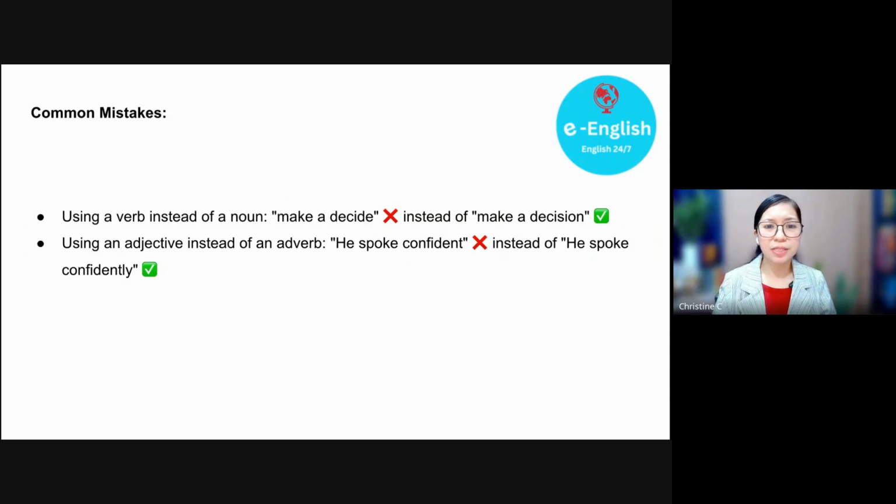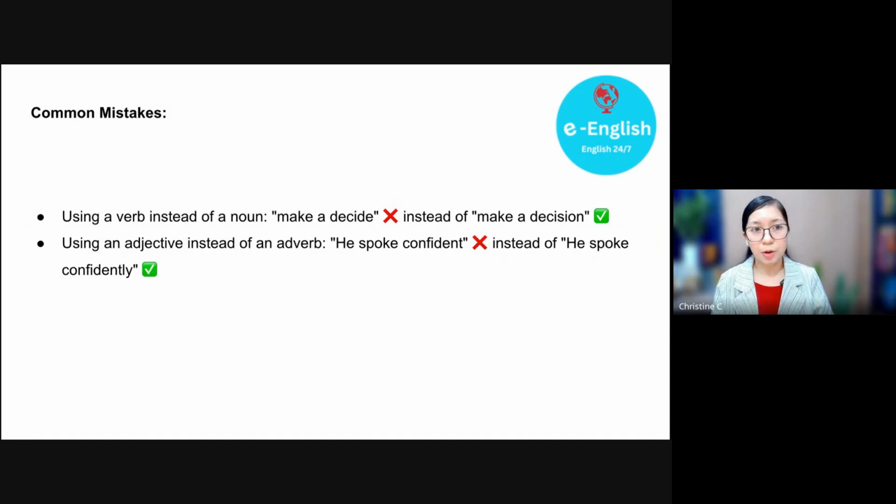Okay. Another common mistake is using an adjective instead of an adverb. "He spoke confident" instead of "he spoke confidently." Now, sometimes it is a pronunciation issue. Sometimes in your mind, you really intended to say confidently, but it doesn't come out. And that's where another course on our platform on pronunciation can help you. All right. So sometimes it's not a grammar error. Sometimes you just needed to practice saying it clearly to be able to get the words out, or to sound the words out.